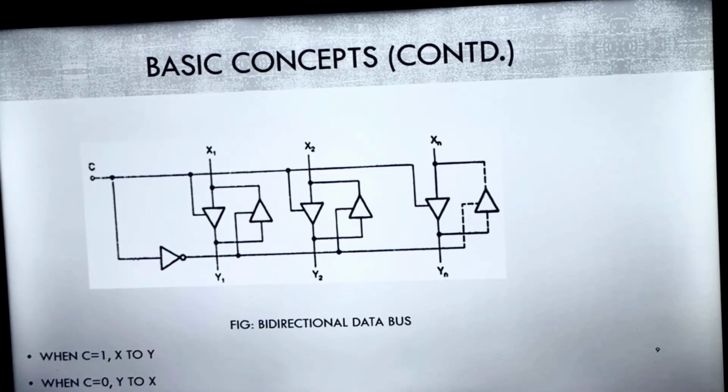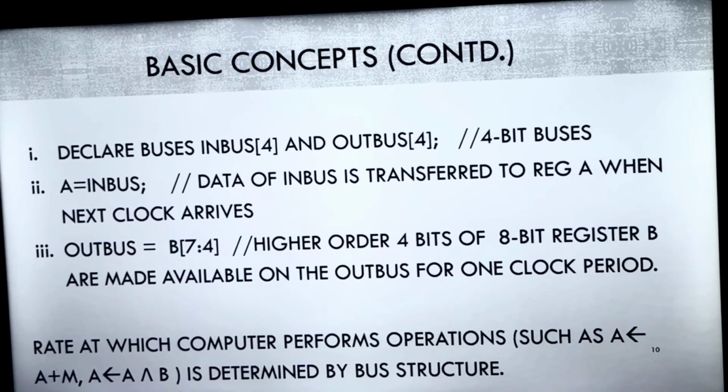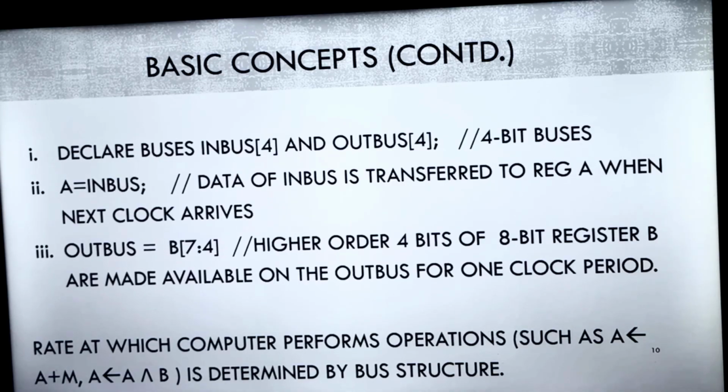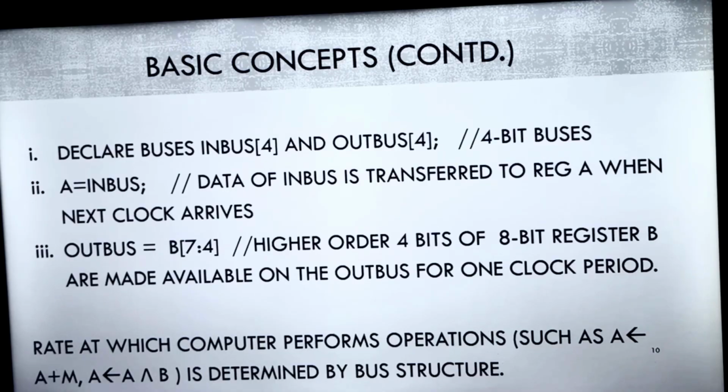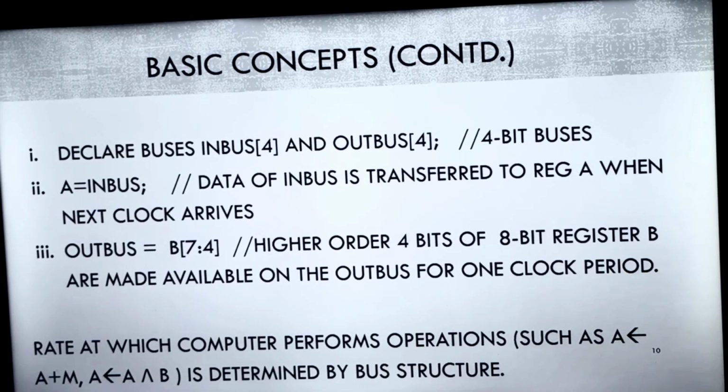Fine. Some more syntax, we'll see how to declare the variables. Suppose in bus and out bus. What do you mean by in bus and out bus? In buses are the buses through which you put the inputs to the hardware. It may be a register or ALU, whatever. And out buses are the buses from where you take the output from the hardware. Fine. So we have two different types of buses, in bus and out bus. In bus is used for inputs and out bus is used to generate the outputs.